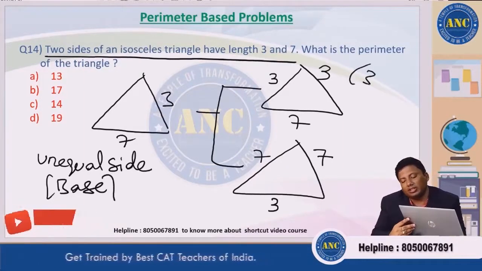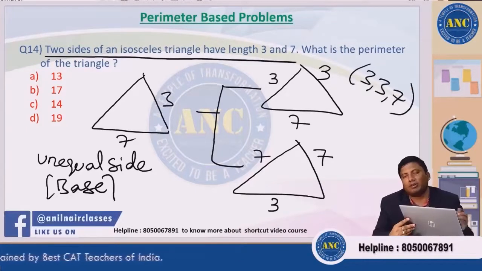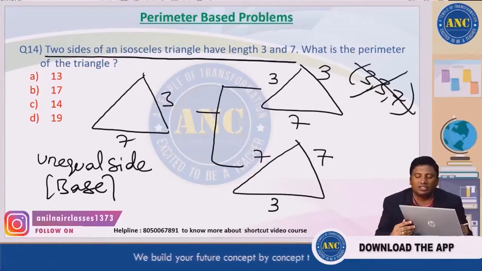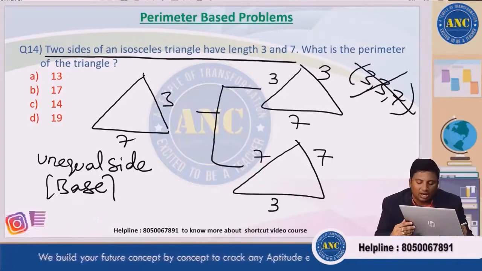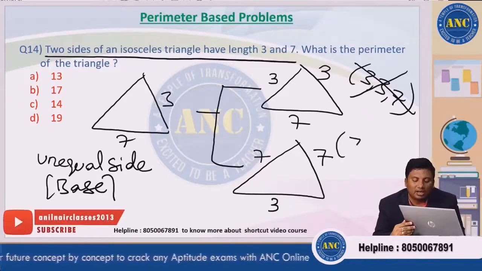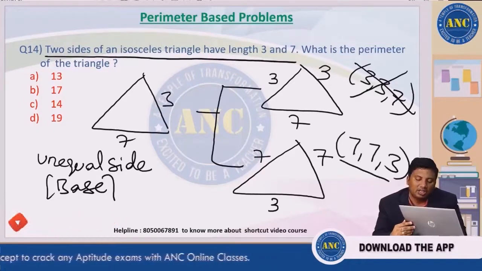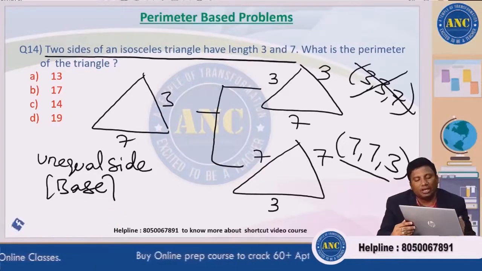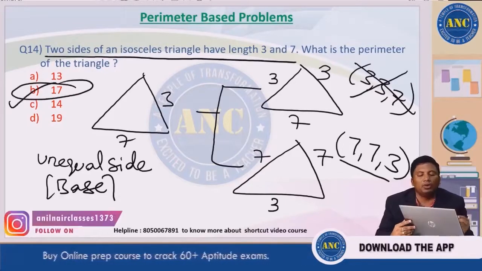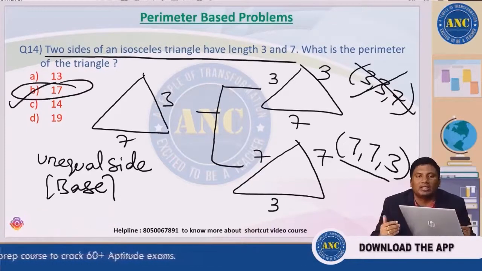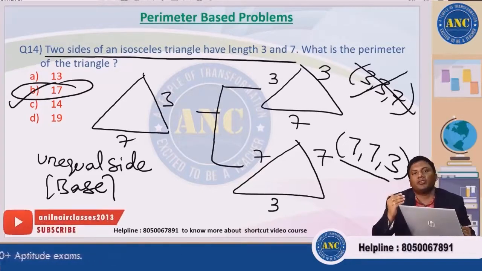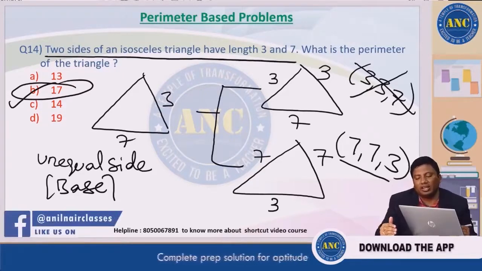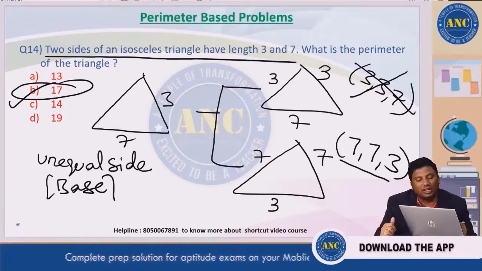But 3, 3, 7: the sum of two sides should be greater than the third side. 3 plus 3 is 6, and 6 is not greater than 7. Not possible, so this triangle cannot be formed. 7, 7, 3: the perimeter is 7 plus 7, 14, plus 3, 17. A beautiful question where you may tick 13 as an answer without checking whether the three sides will form a triangle or not. 3, 3, 7 is incorrect because it does not even form a triangle.